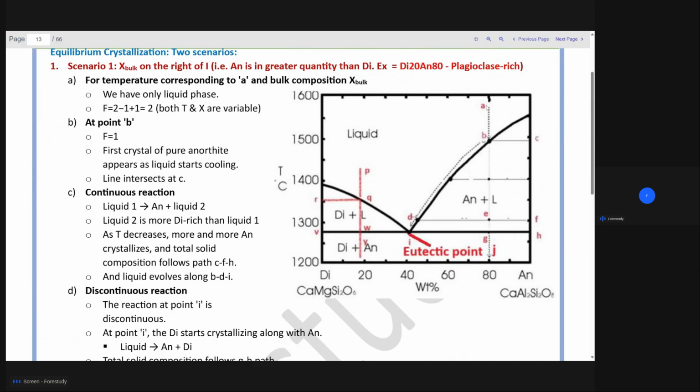So in any bulk composition, after hitting the liquidus, it will follow this curve, and the last crystal that will form will be of eutectic composition. Even if you take it here, the last crystal that will form will be of eutectic composition, whereas the other crystal that will form will be either pure anorthite if it touches this curve, or pure diopside if it touches this curve.